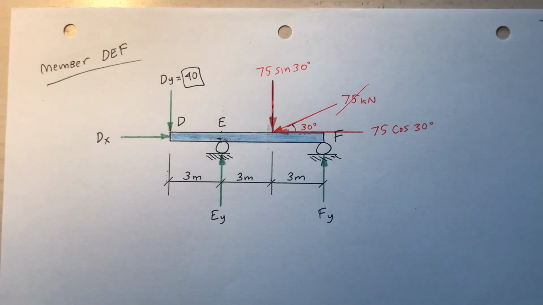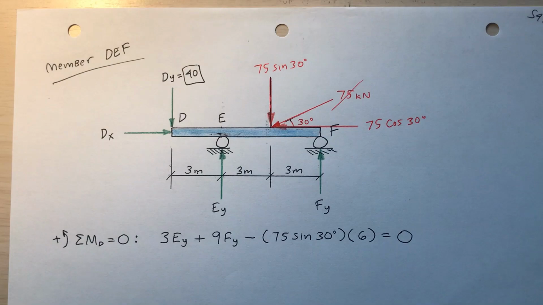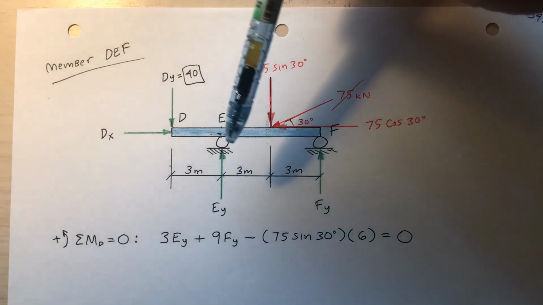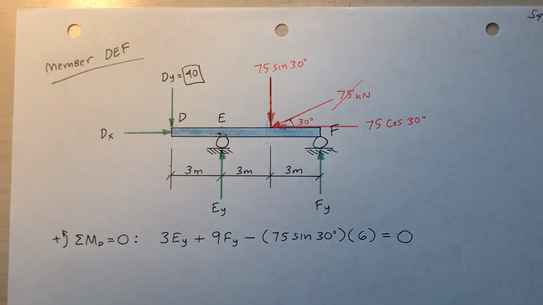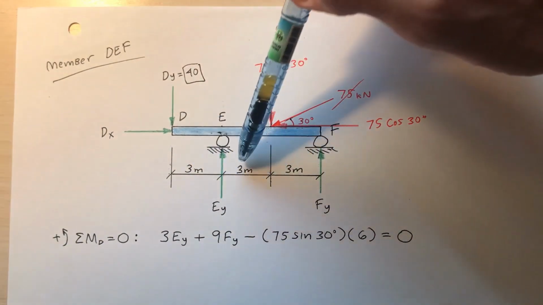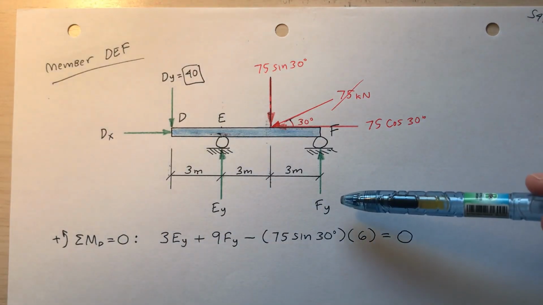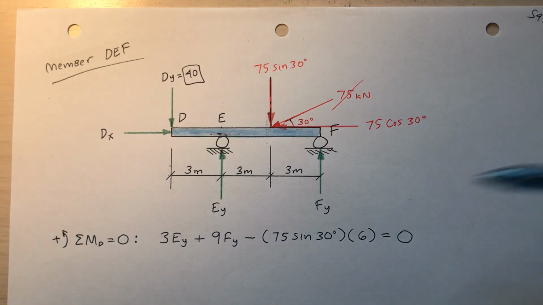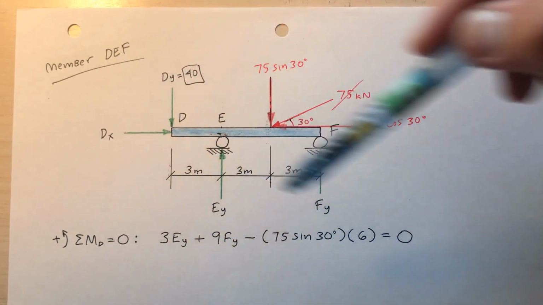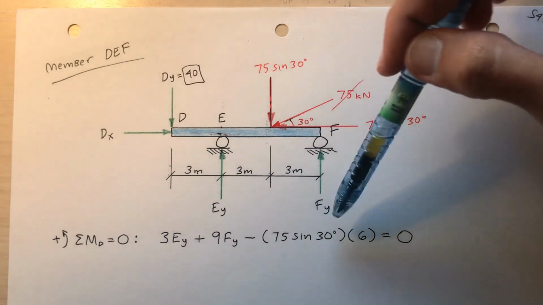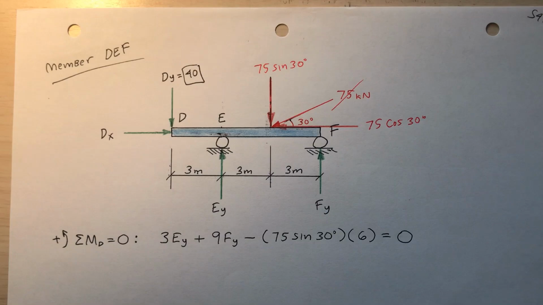Okay, so now why don't I take the sum of the moments about point D and see where that takes me. Okay, sum of the moments about point D is 0. So 3 e sub y. I actually put the moment arm first. That's the 3 meters. Times e sub y, that's the reaction. Plus 9. Okay, that's the distance. 3 plus 3 plus 3, 9 meters. Times f sub y. Here's f sub y right here. Minus. Okay, it's minus because I'm talking about the 75 sine 30 that tends to want to rotate this clockwise about point D. Minus 75 sine 30 times a moment arm of 6 meters.